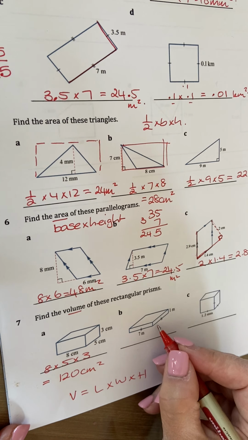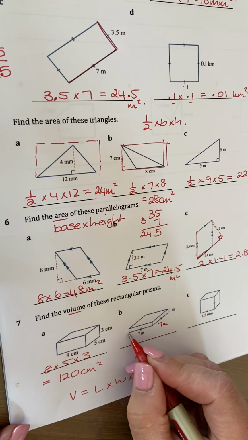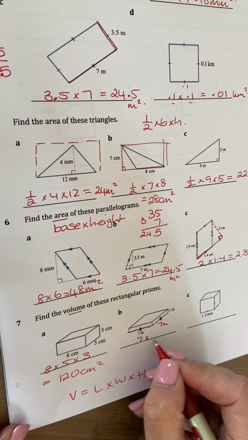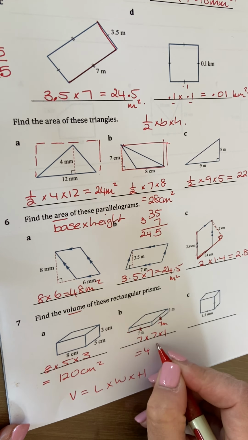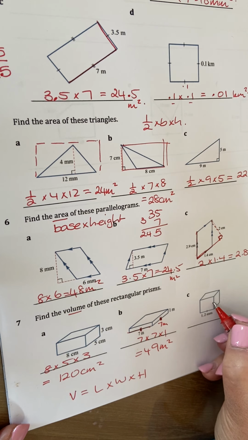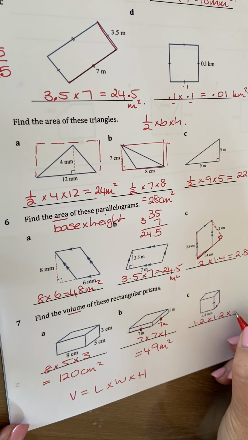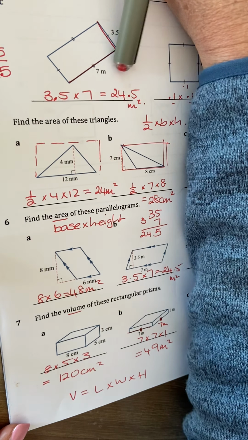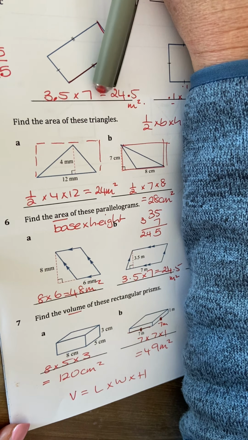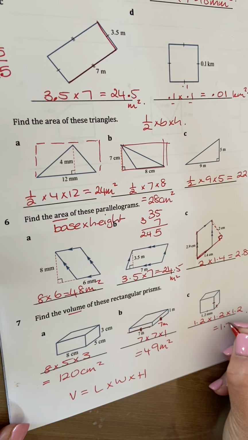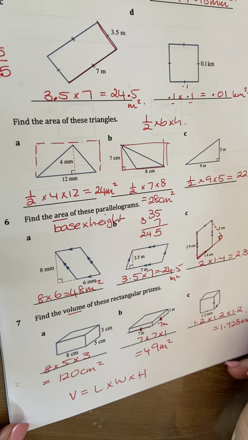This one's a bit tricky because where's our third measurement? Well, it's got to be 7 metres because that's got 2 marks on it and that's got 2 marks. So it's a 7 times 1, 49 metres squared. And this one, they're all the same. So it's 1.2 times 1.2 times 1.2. And then we go ahead and work that out and we will get, I'm just checking, 1.728 millimetres squared.